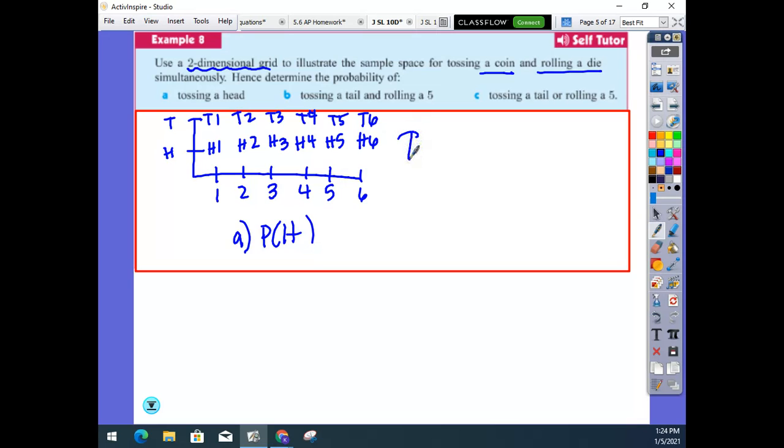So first of all, the total, the number in the universe is 12, and the number of heads is 6 out of 12, or 1/2.